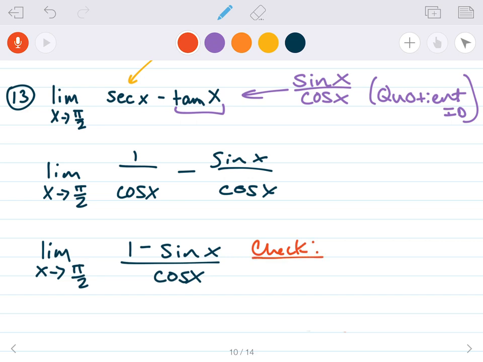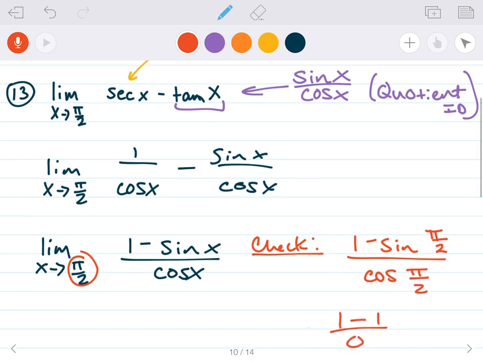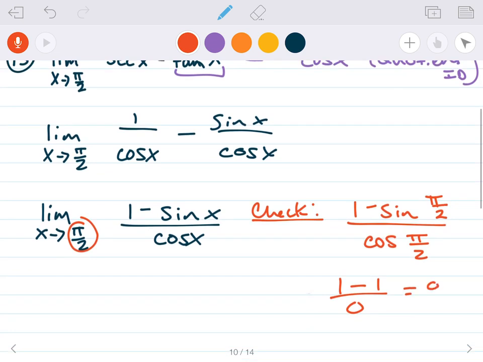Okay, so I'm plugging in pi over 2 into my argument, or into x, if you like that. 1 minus sine of pi over 2 over cosine of pi over 2. Well, on top, we just get 1 minus 1. On bottom, cosine of pi over 2 is 0. So yeah, we do have an indeterminate form of 0 over 0. So L'Hopital's rule does apply here.